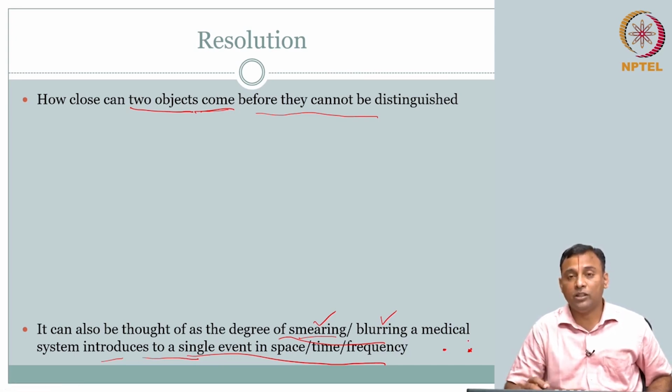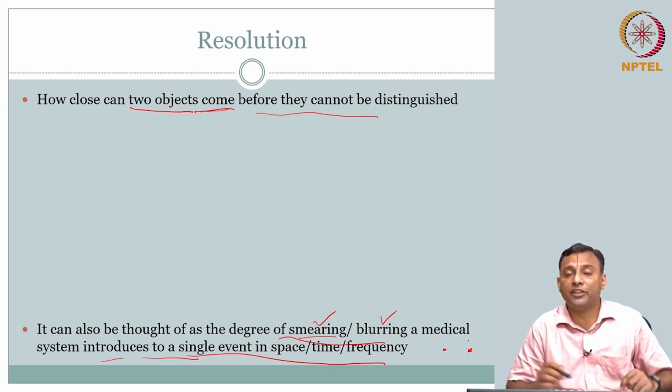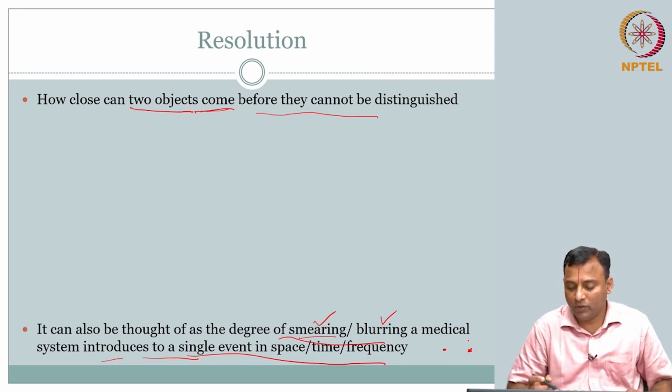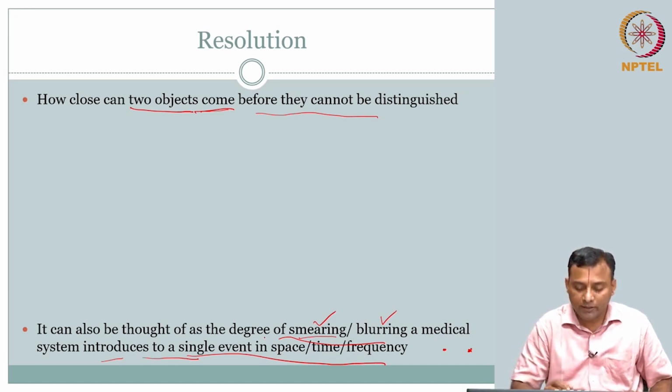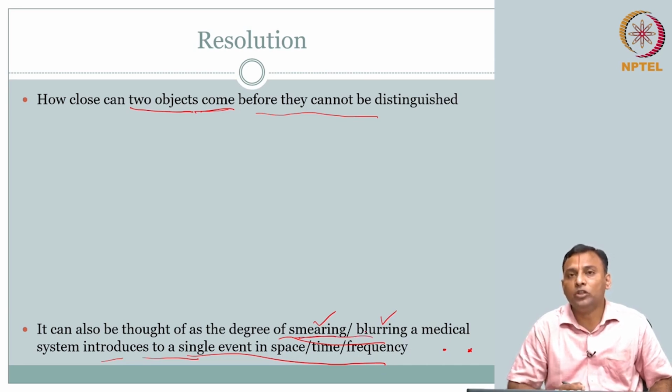That is when we use the point spread function, remember. Essentially, you can also think of resolution as some kind of smearing or blurring. So if I can measure that, that will also relate to resolution. I can think about it whichever way.